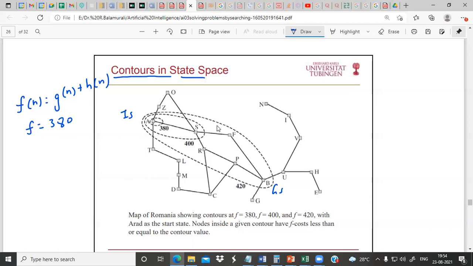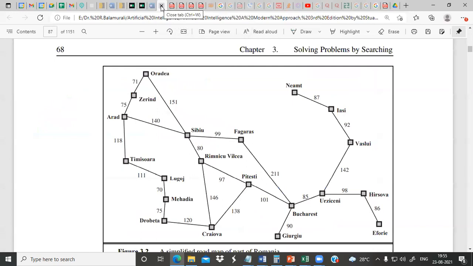It means that we will consider only those nodes whose f of n value is less than or equal to 380, and we will not include any nodes whose f of n value is greater than 380. So that is what we are calling the f limit. If f is less than or equal to 380, those nodes will be included; otherwise, they won't be included. Now let us go here. To calculate f, we need two things.